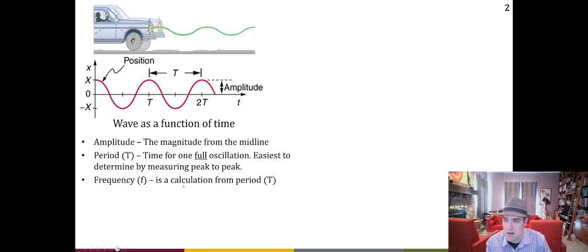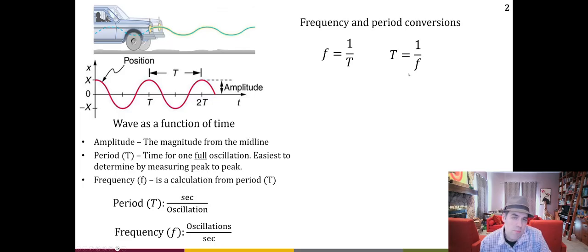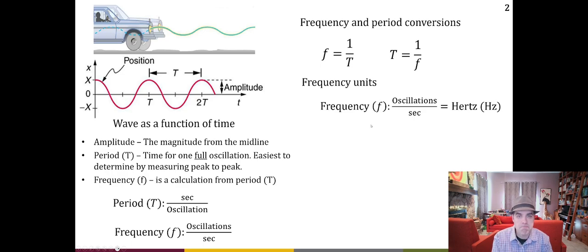Now, frequency, this is a calculation from the period. You can't get it directly from the plot, but you can use the period to calculate this. So here we have period, which is capital T, the seconds per oscillation. And frequency is just the inverse of that, oscillations per second. So when we convert from frequency to period or period to frequency, we can just use these equations. Frequency is one over the period, or period is one over the frequency. So I want you to think, anytime you have the frequency, you always have the period, and anytime you have the period, you always have the frequency, because all you have to do is take the inverse.